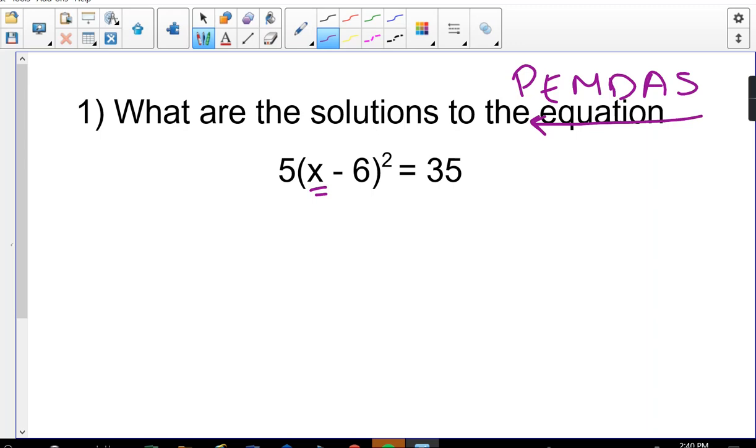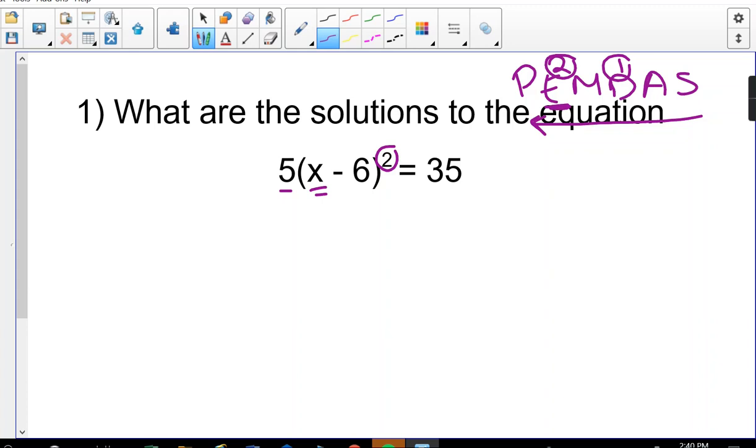Well, I see a 5 next to parentheses with no operations, which means multiplication. So I know I'm going to have to do the opposite of multiply, which is divide. So the first thing I'm going to have to do is divide. Then I see I have this exponent here I'm going to have to take care of. Exponent comes out here in my order of operations, so that'll be the second thing I'll do.